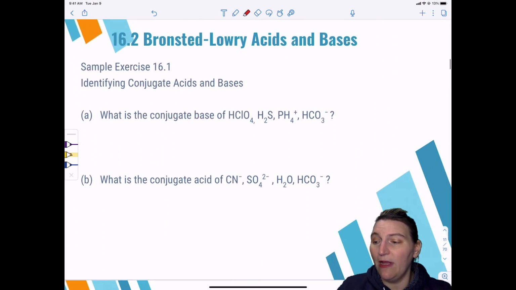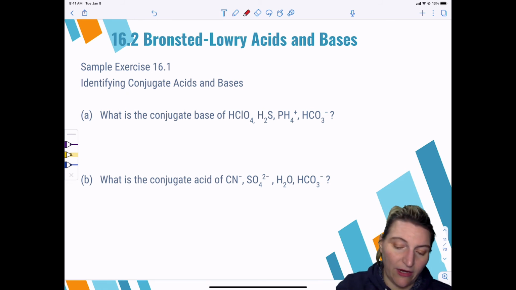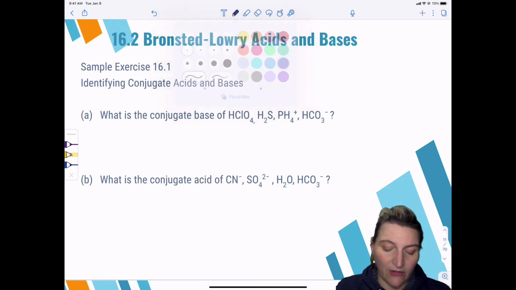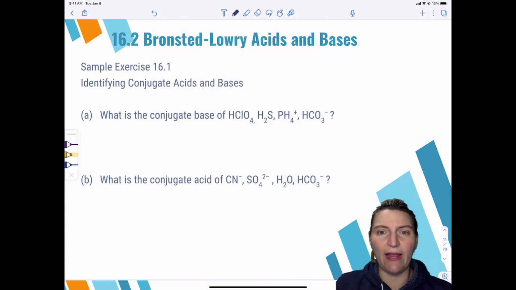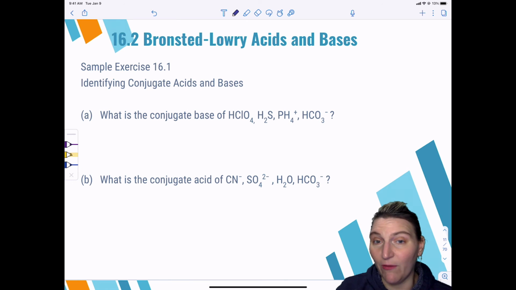So here we have some sample exercises. As always with these exercises, if you feel like you want to give this a shot on your own, give it a shot. Try these on your own and then play the video again and see if you get them right. Or if you want to follow along, you can follow along. Maybe do the first one together and then pause and do the second one.